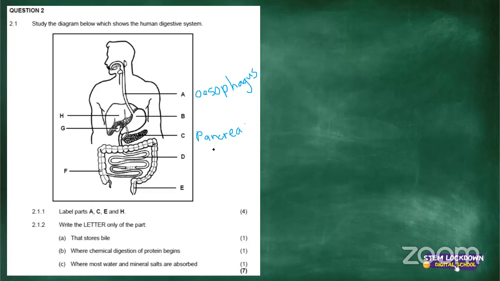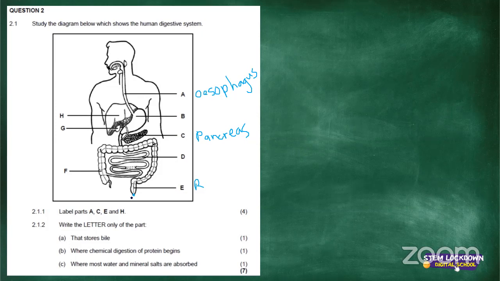All right, part E. What is part E? Did anyone give me an answer for part E? Let's see. Okay, part E, someone said it is the anus. Okay guys, part E is not the anus, part E is the rectum. All right, guys, remember, the arrow is not pointing to the end.